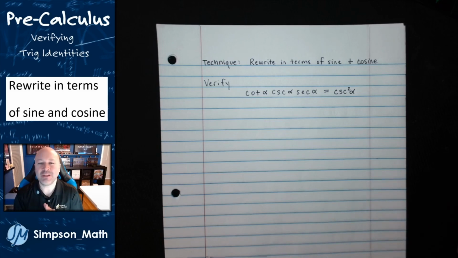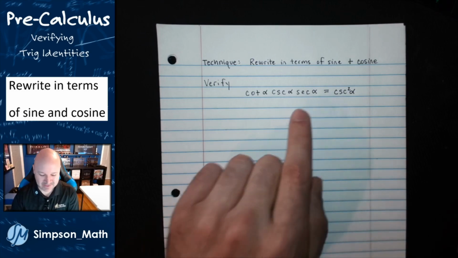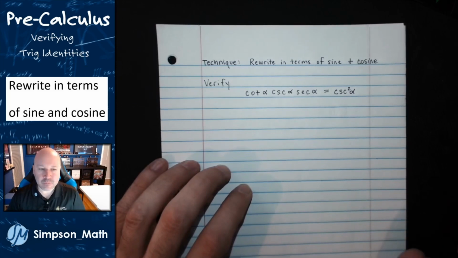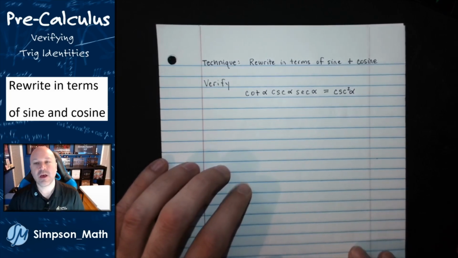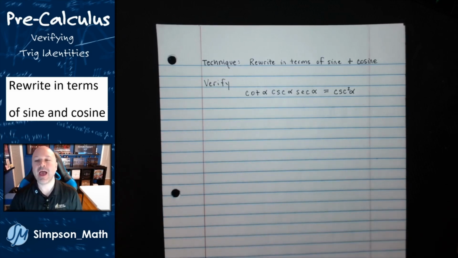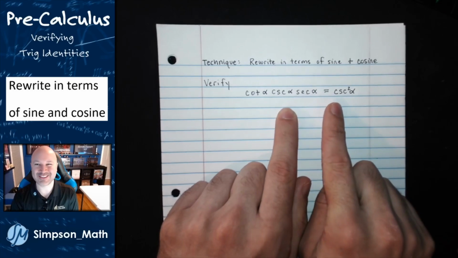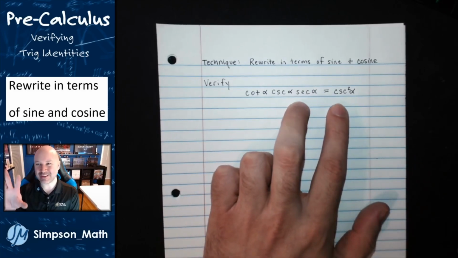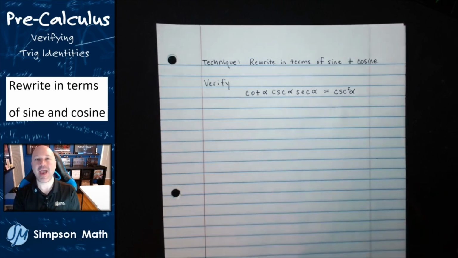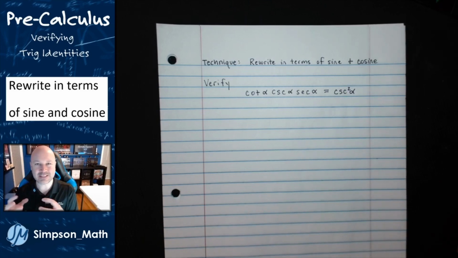In our next example, we need to verify that cotangent alpha times cosecant alpha times secant alpha is equal to cosecant squared alpha. Okay, good. All right, now these verifications, they're a lot like a jigsaw puzzle where we have the answer. Like on a jigsaw puzzle, you know what the picture is supposed to look like, so you know where you're supposed to go. And then you have all the puzzle pieces. That's your algebra skills, those fundamental identities.